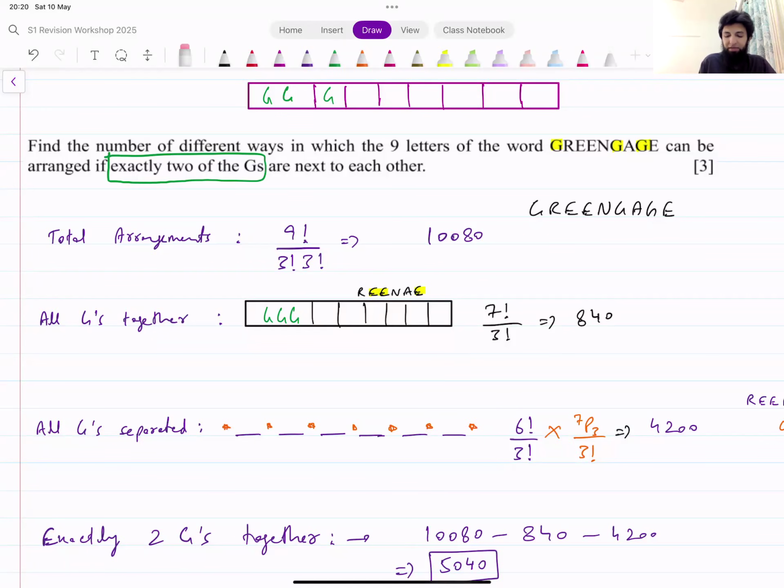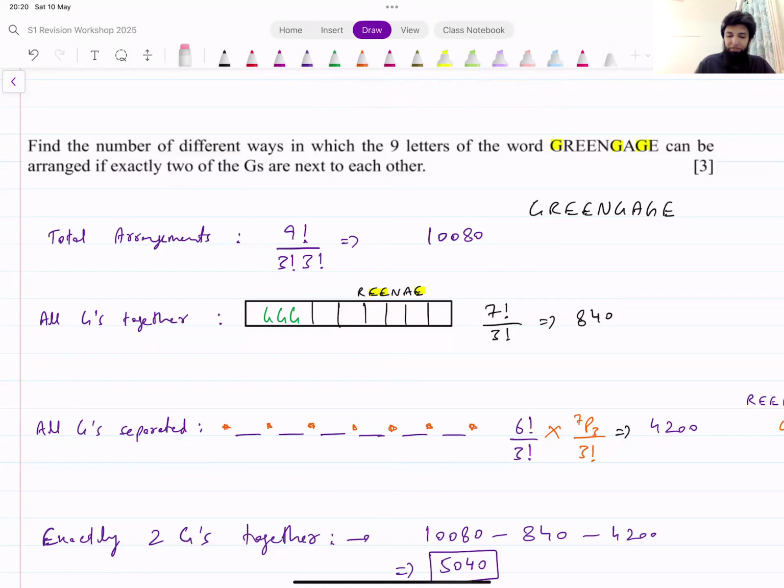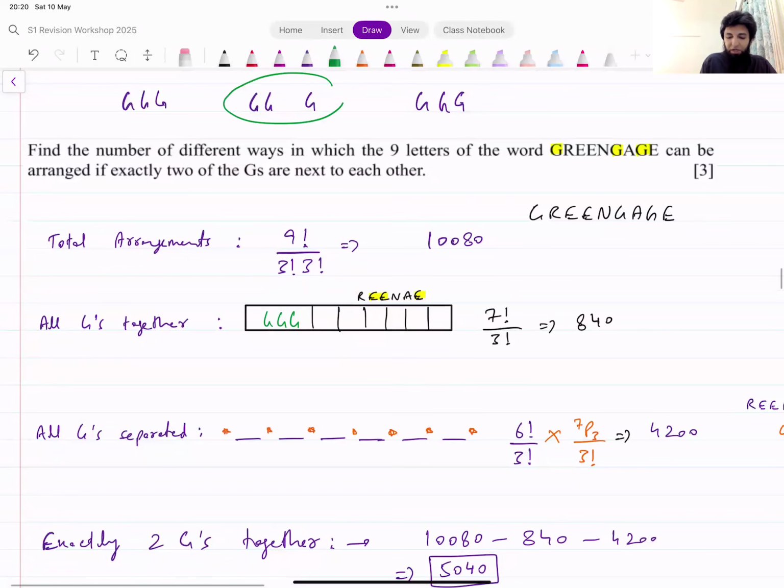Now, one way of thinking about this could be, we could say there are 3 possible cases that we could have. Number 1, we could have all G's together. Number 2, we could have 2 G's together and 1 separated. Number 3, we could have all of them separated. We want the number of arrangements for this middle case where exactly 2 of them are together.